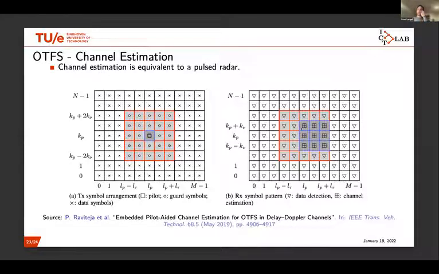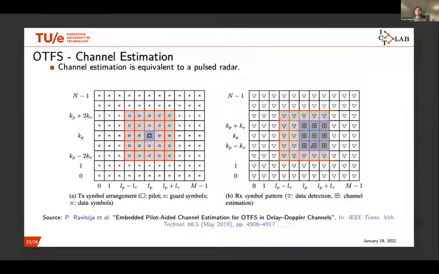The big difference is now in radar, you only define one non-zero symbol here, and you want to directly observe how the symbol is spread. Whereas in OTFS, you define the whole grid to carry information and just keep one small part empty.